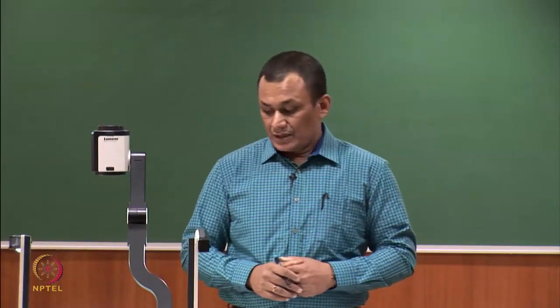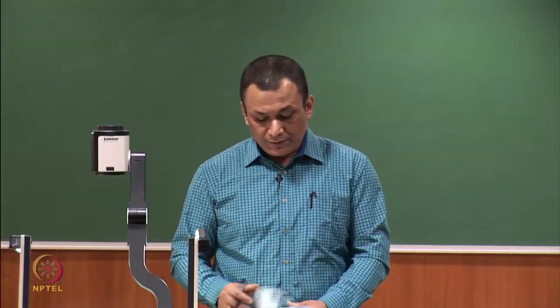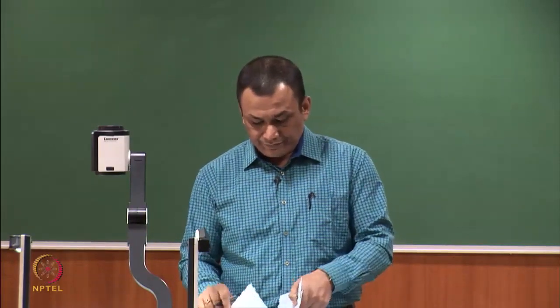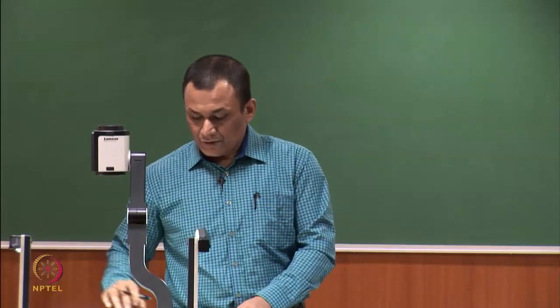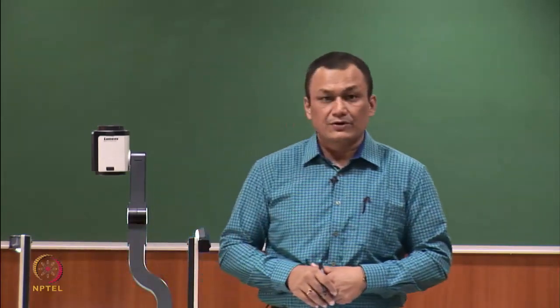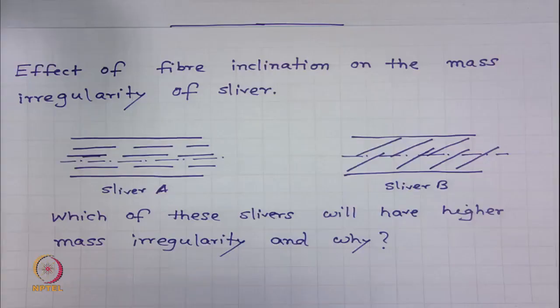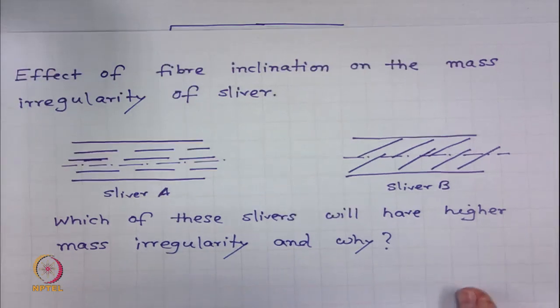So, if we come back to our starting question, which of these slivers will have higher mass irregularity? Of course, sliver B is the answer. And why? This complete derivation answers this question, why? Right?